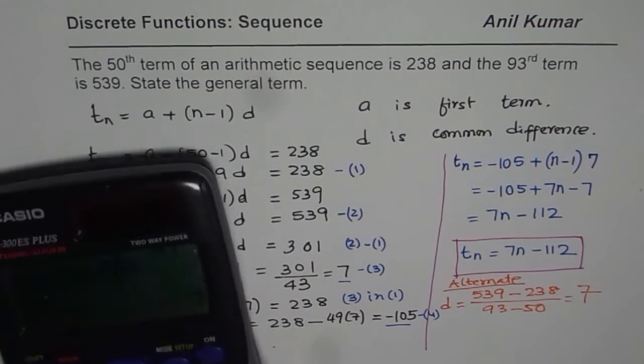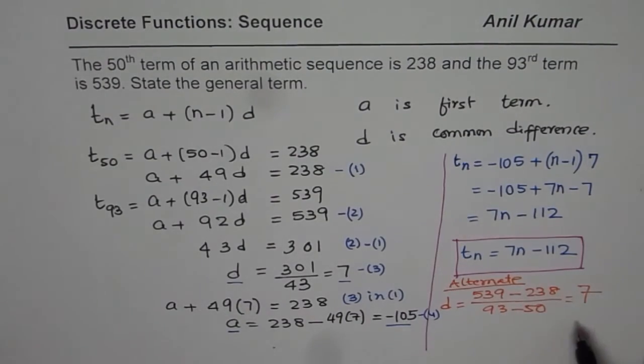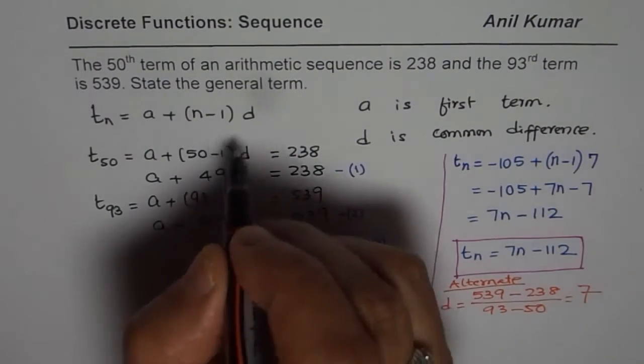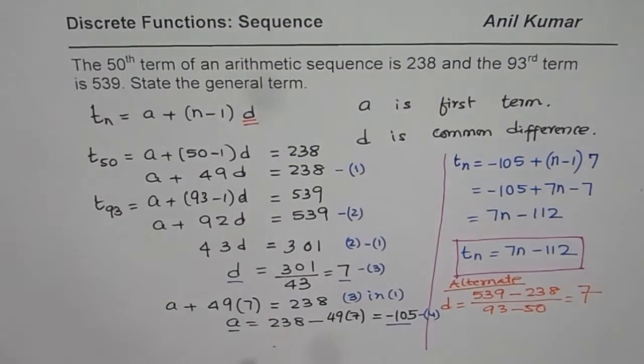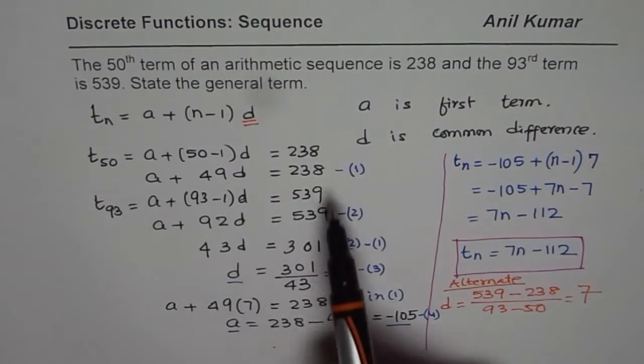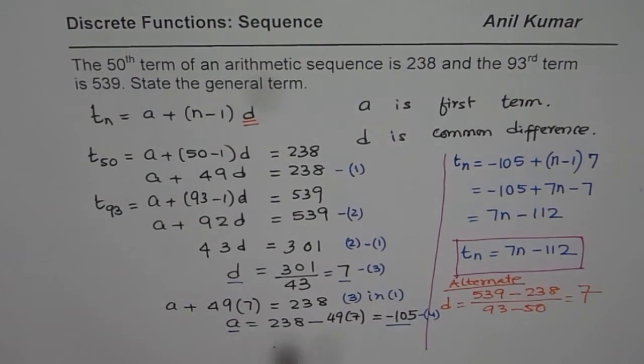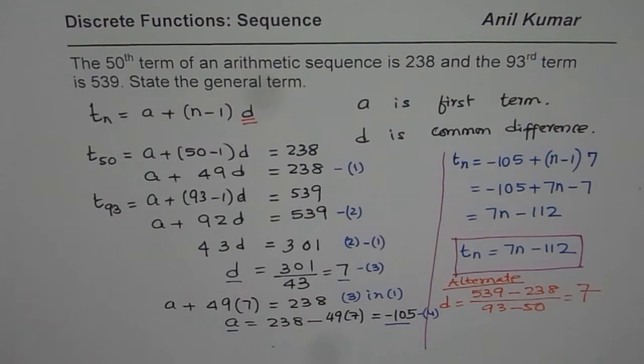Do you see that? So at times this is faster. Once you get d straight away, it is easier to find a. So so many steps are saved. You start from here and then find a and get your answer. So that is a very efficient way of doing the same question.